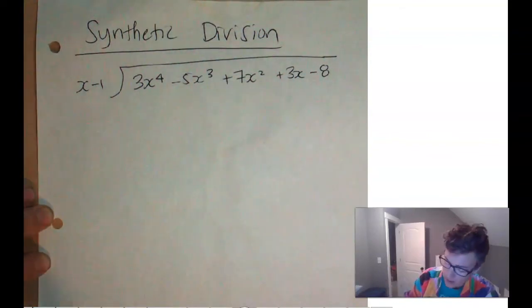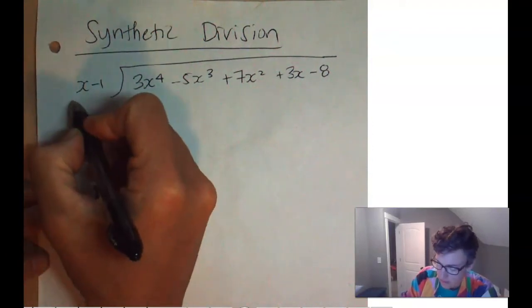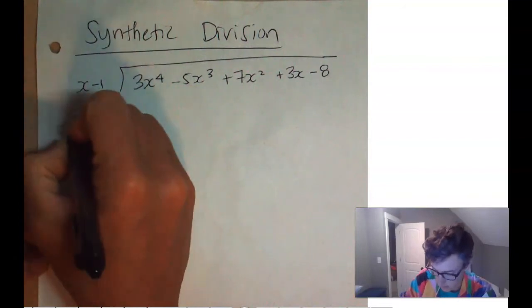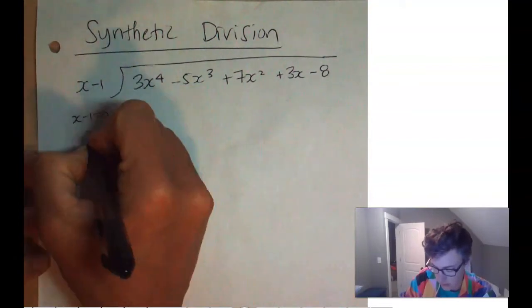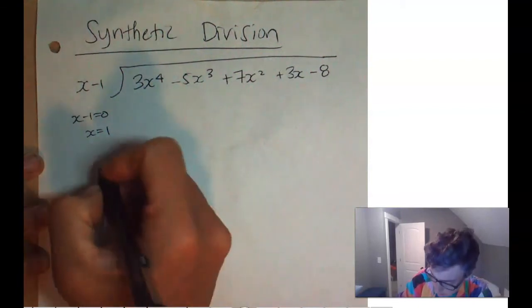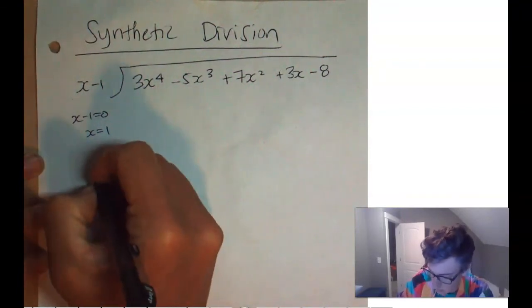Follow along. We're going to take this divisor and set it equal to 0 and solve. X minus 1 equals 0. Easy peasy lemon squeezy. We get x equals 1. X equals 1. So that number is going to go into the box.